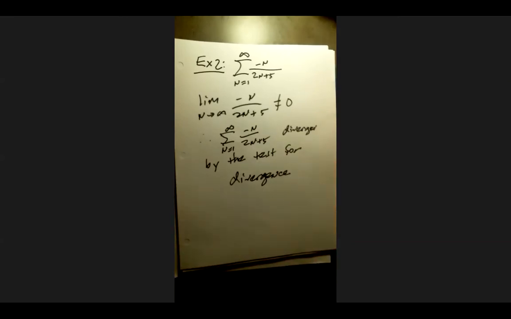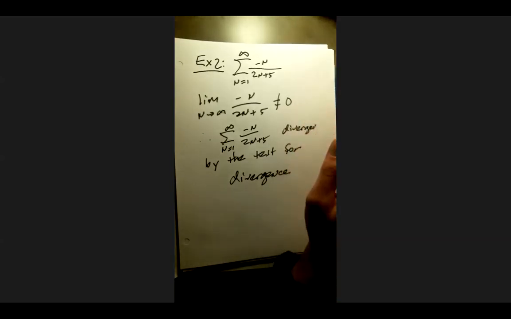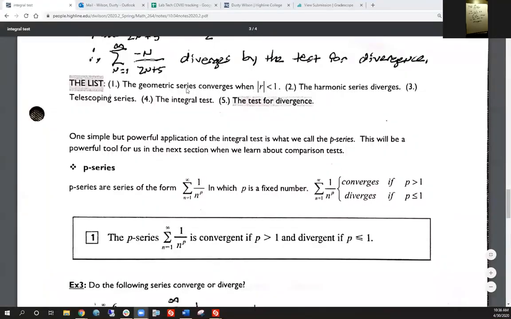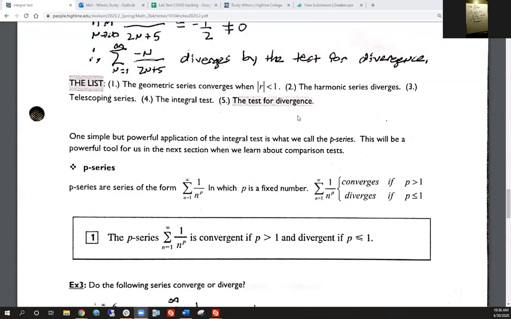This technique will rarely work, but when it does, it's just 1 or 2 lines. It tends to go really fast. Its limits are much easier to evaluate than integrals, and so we tend to be happy about it. So what does that mean? It means we've got something else that we can add to our list. We had our geometric series, our harmonic series, our telescoping series, the integral test, and now we have the test for divergence. Again, easy, not very powerful, but easy.